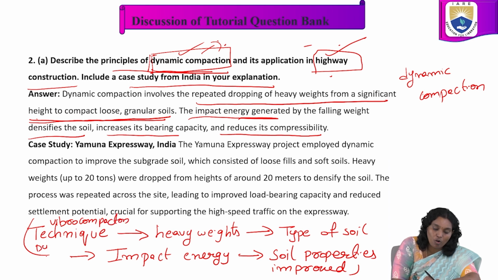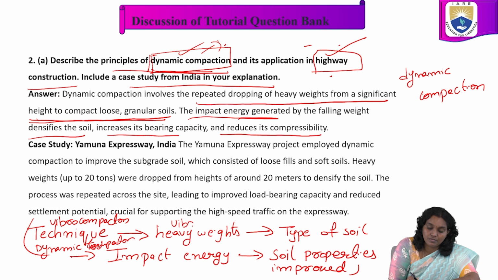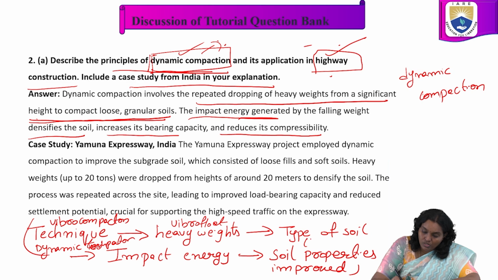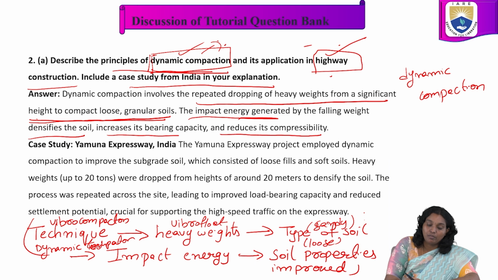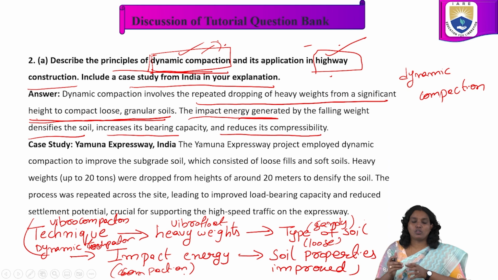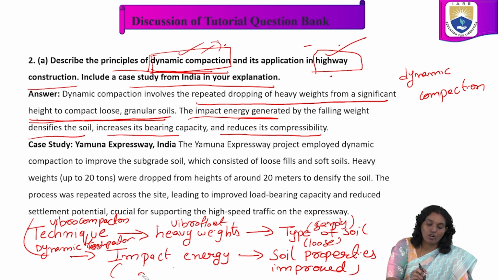Here the technique is dynamic compaction, just for understanding purposes. Because of the heavy weight, the type of soil here is loose granular soil, those are sandy soils. In vibro compaction, because of the vibro float, a cavity is formed and compaction will happen. We may write that we are going to fill something. Because of the compaction, the soil properties are improved.